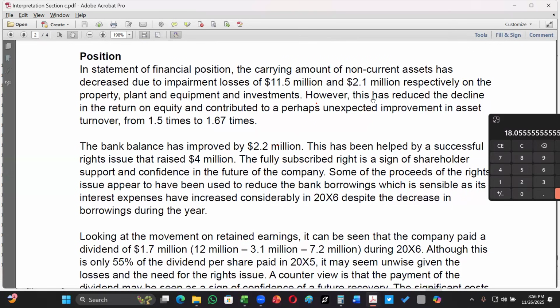However, this has reduced the decline in the return on equity. This is showing the other thing, that the return on equity has declined and contributed to perhaps an unexpected improvement in asset turnover.